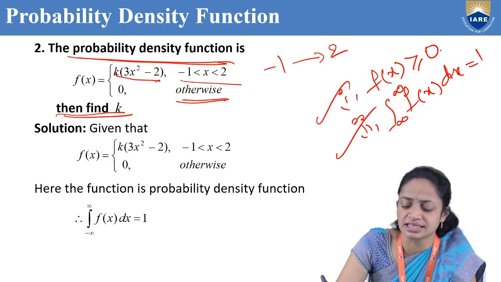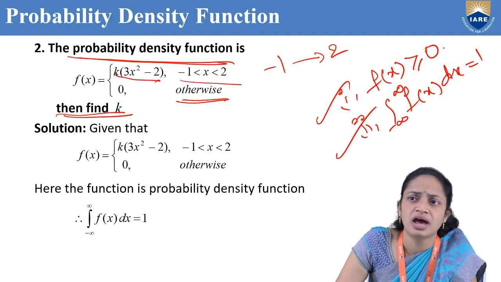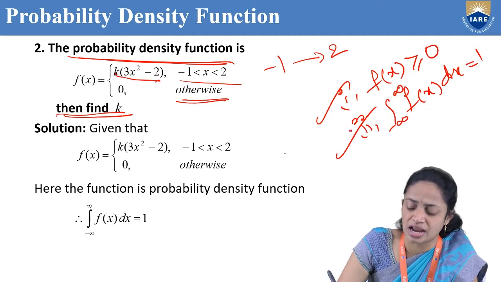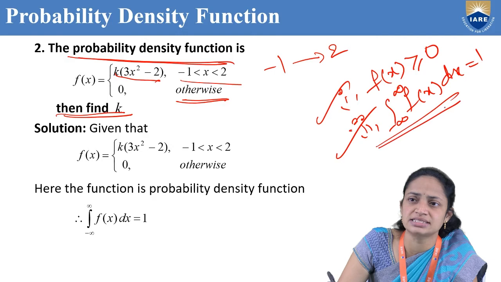So that means it satisfies f of x greater than or equal to 0, and the second property is the integral from minus infinity to infinity of f of x dx equal to 1. So by using these two properties we can find the k value. Mainly, based on the second property, that is the integral from minus infinity to infinity of f of x dx equal to 1, we can find the k value.